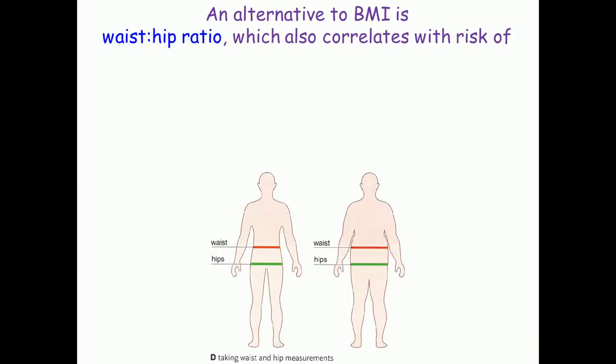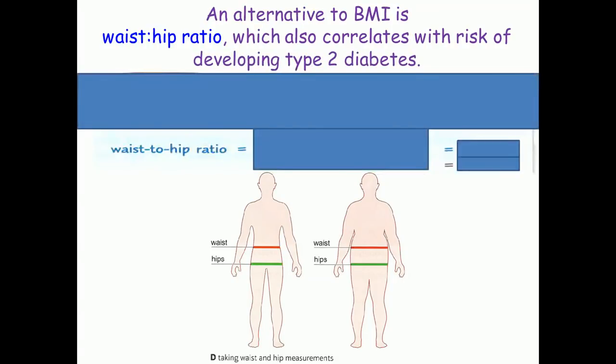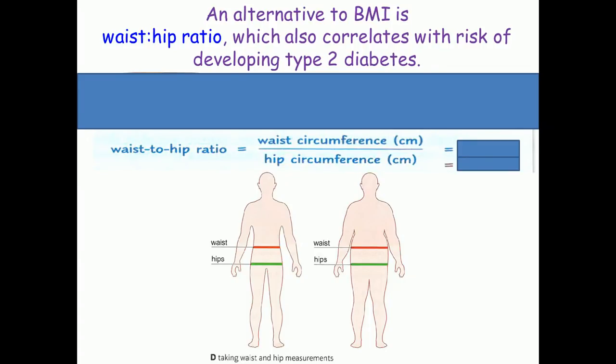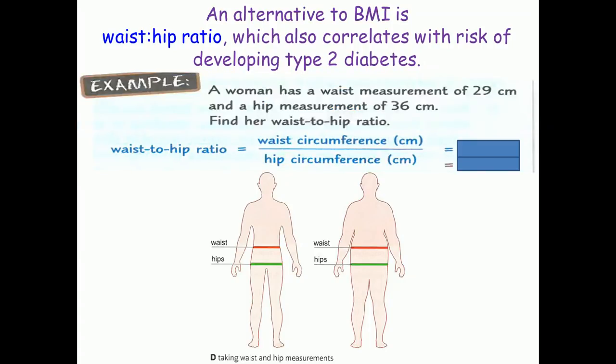An alternative method to BMI is waist to hip ratio, and that also correlates with the risk of developing type 2 diabetes. As we've seen in this example in SB5 before, to calculate waist to hip ratio, it's just waist divided by hip. And again, the higher the waist to hip ratio, the higher the risk of developing type 2 diabetes.